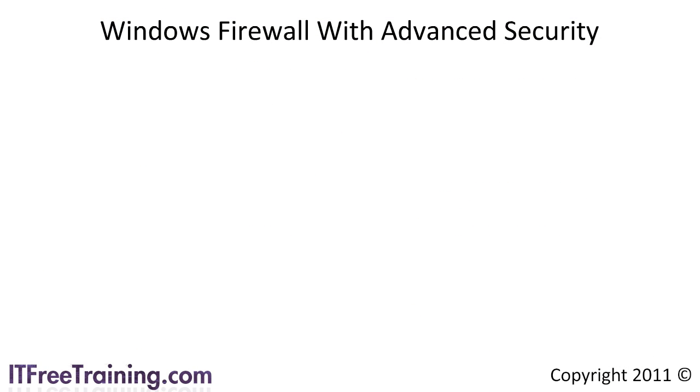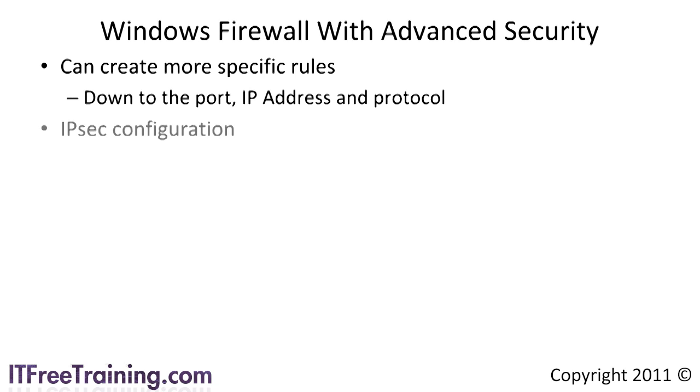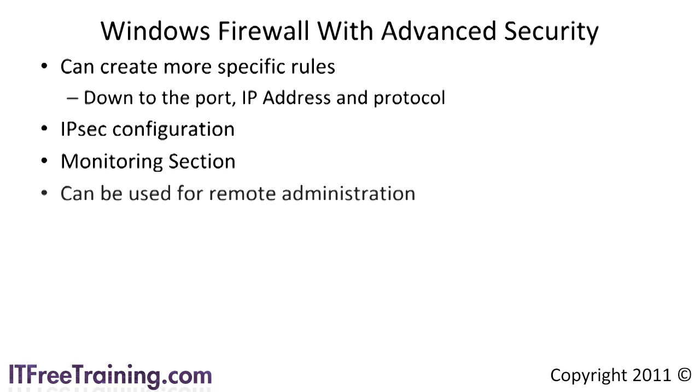Windows Firewall with Advanced Security is a significant improvement over the original firewall introduced in Service Pack 2 of Windows XP. Windows Firewall with Advanced Security allows you to create very specific rules. You can configure the rules down to the port, IP address, and protocol. If I want to use IPsec, this has been integrated into the interface to make configuring IPsec very easy. There is also a monitoring section to help troubleshoot problems, and finally, Windows Firewall with Advanced Security can be used to remotely administrate another computer.